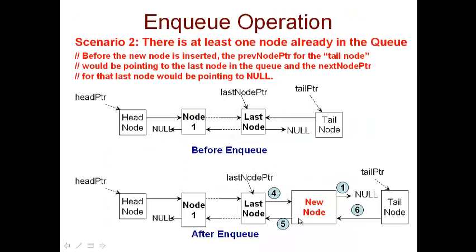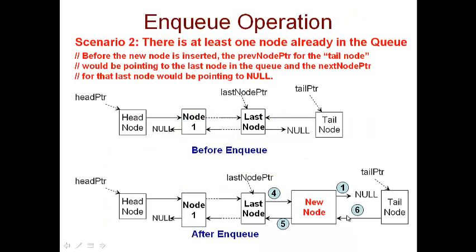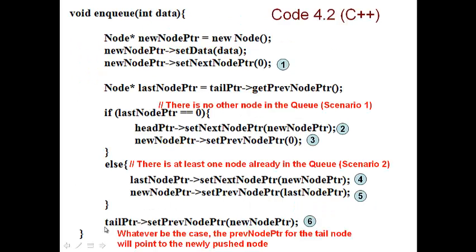And then new node's previous node pointer is last node pointer. That's what this is doing: new node pointer, arrow, set previous node pointer to last node pointer. Once you're done with that, you come out of the else block, and tail node's previous node pointer is this new node. So tail node pointer, arrow, set previous node pointer is now the new node pointer. Okay, so that's the enqueue, similar to the push operation when you implement it as a doubly linked list.